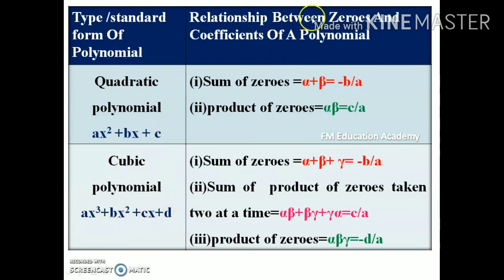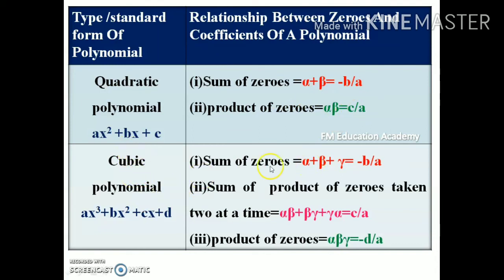Now, in order to find the relationship between zeros and coefficients, on the right hand side minus b by a, c by a, these are my coefficients, and alpha plus beta, alpha beta, these are my zeros. Why? Because the zeros in case of a quadratic polynomial are alpha and beta. So the sum of zeros, alpha plus beta, is minus b by a. You should remember this. Minus is there in the formula, this coefficient divided by the coefficient of x squared, a. And the product of zeros, alpha into beta, is equal to c by a.